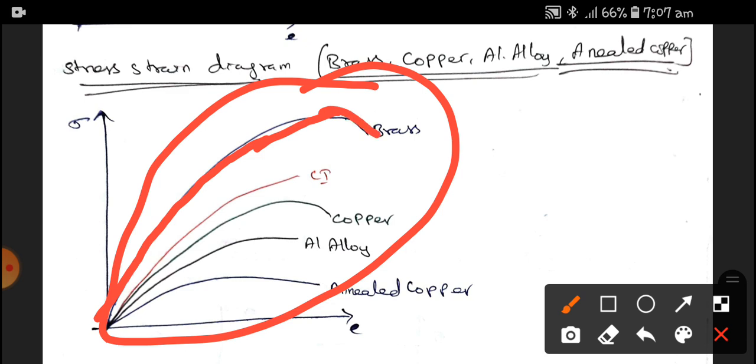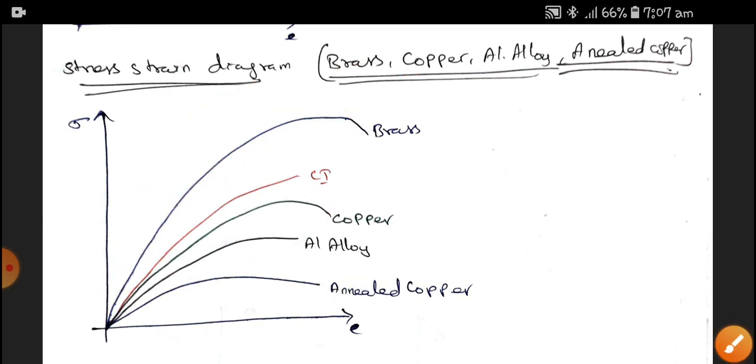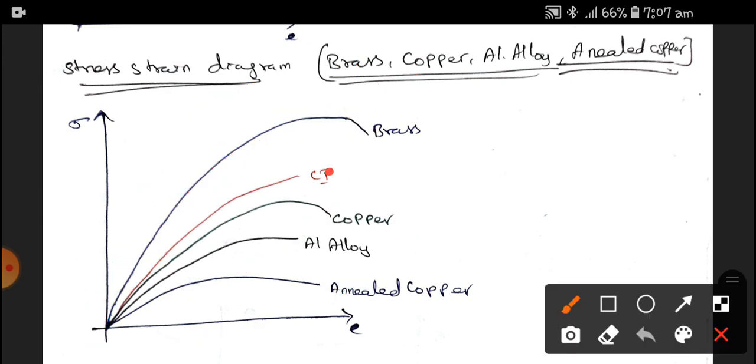You can easily visualize the cast iron mentioned here. There is no difference between the cast iron and the copper, aluminum, annealed copper or brass. The graph is slightly different, but it will not show any evidence before fracture. So this is our understanding about non-ferrous materials too.